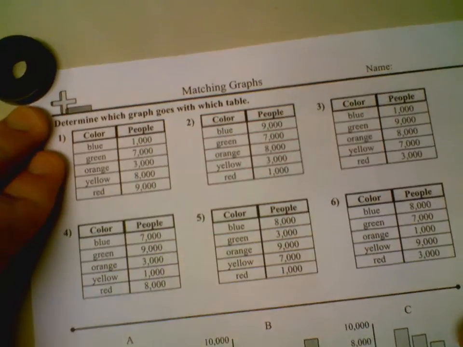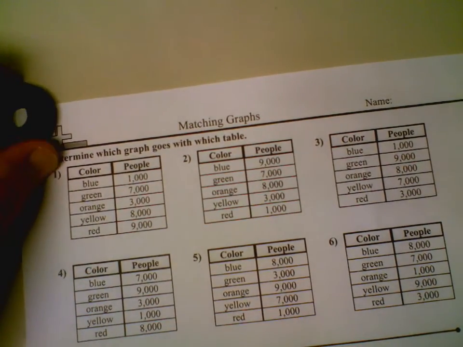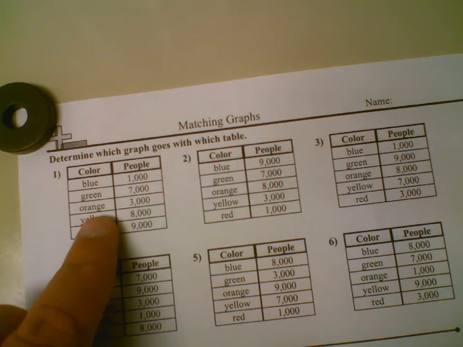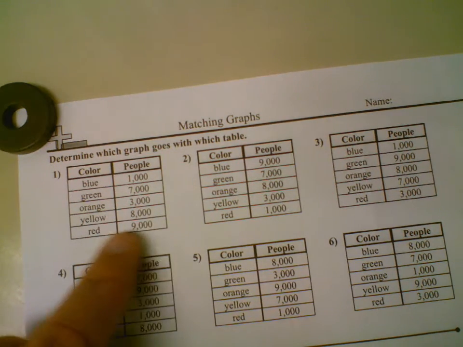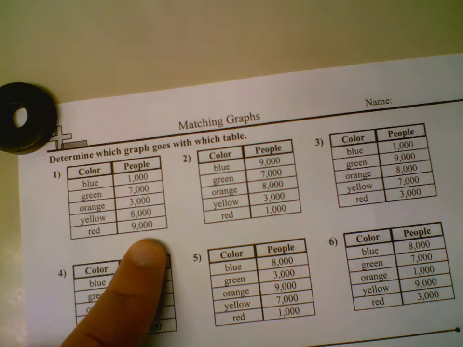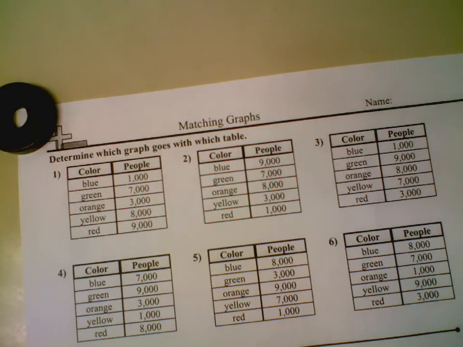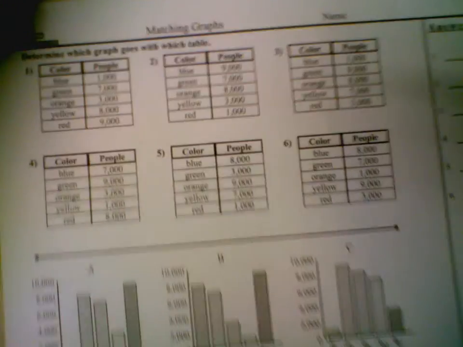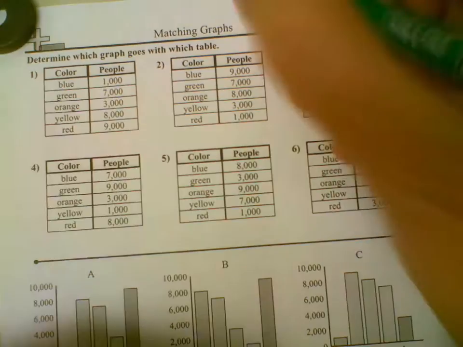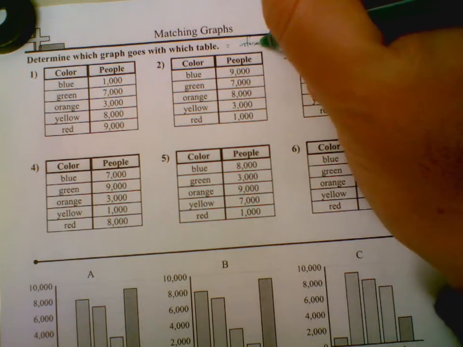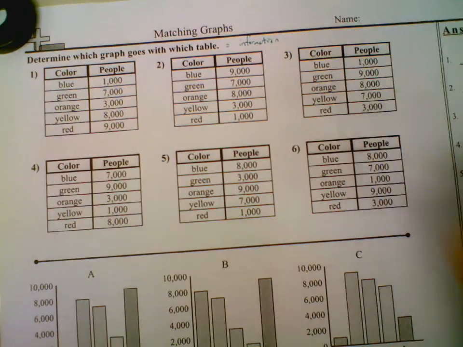All right, well, maybe they have balloons here. So they have 1,000 blue, 7,000 green, 3,000 orange, 8,000 yellow, and 9,000 red. And they have 6 different tables that we're going to have to match up with some bar graphs here. So you could have a table just to show information. The problem with the table is it's a little bit boring, right?